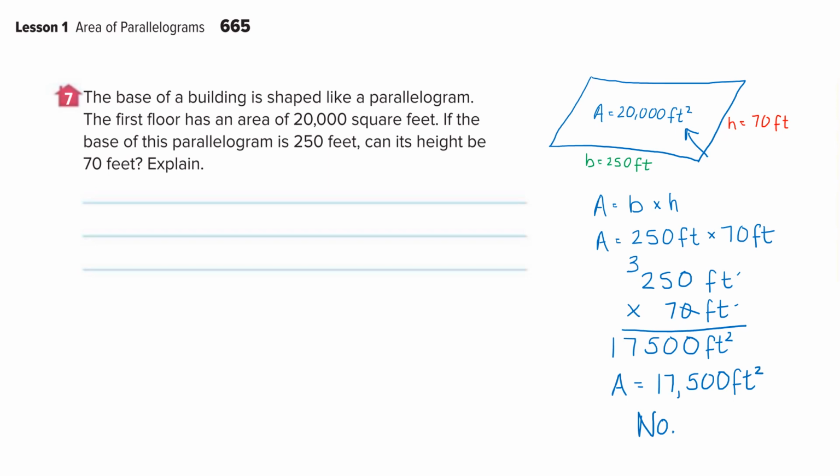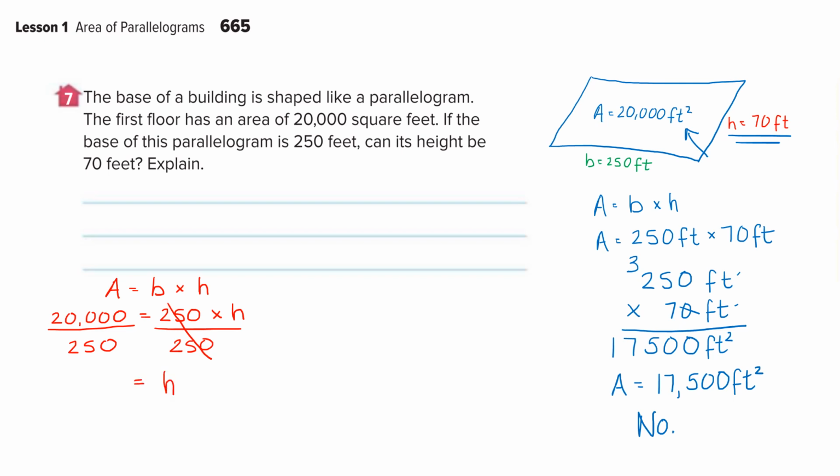So what would the height have to be in order for us to get 20,000 feet squared? All right, so I'm going to change the pen color because we're solving for something different. I'm going to go with red here. Let's say that we want the area to be 20,000 feet, and we still have the base, that's 250 feet. And now I want to know, what does the height have to be? I know it can't be 70, so what should it be? I'm going to divide by 250, divide by 250. Okay, that cancels each other out.